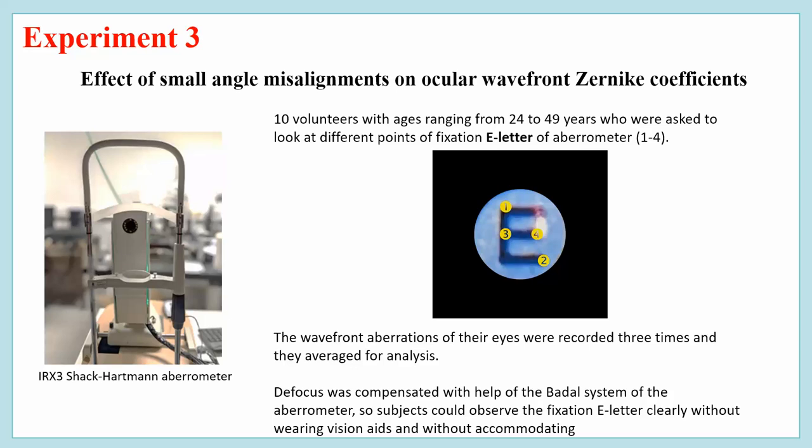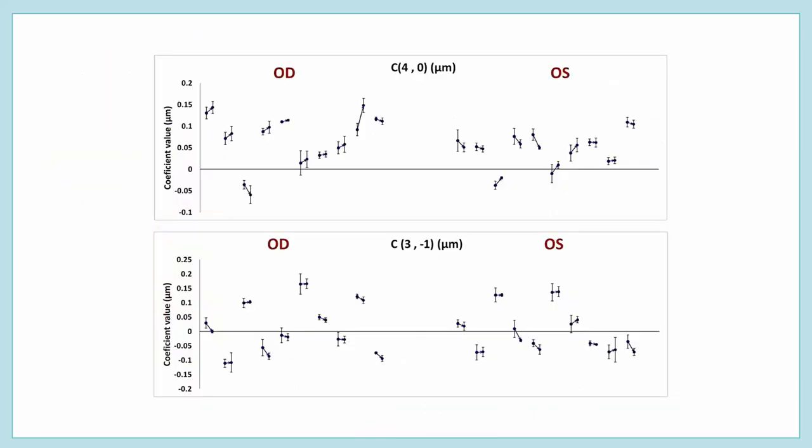In the third experiment, we tried to see the effect of small angle misalignment on ocular wavefront Zernike coefficients. We asked 10 volunteers to look at different points of the fixation E-letter of the aberrometer. The wavefront aberrations of their eyes were recorded 3 times and averaged for analysis, and the focus was compensated with the help of the Badal system of the aberrometer, so subjects could observe the fixation E-letter clearly without wearing vision aids or accommodating.